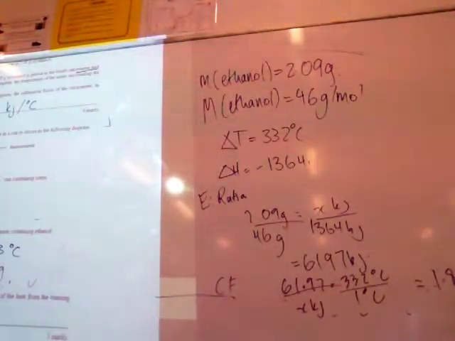We have to assume, guys, that 60% of the heat from the burning of ethanol is transferred to water. How do you do that in a calculation? 60% of your delta H, or is it of your CF?